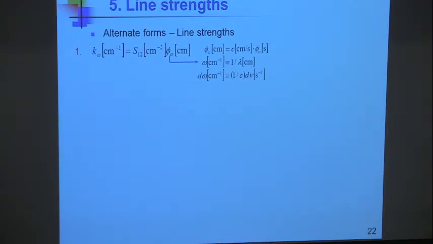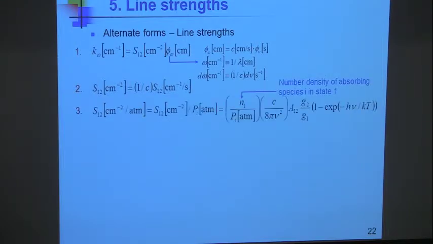Okay, there's a lot of equations here. I'm not going to spend a lot of time on them. Just to show you that you have to be able to go back and forth between all sorts of different systems of units. Typically, they're all centimeters, but sometimes it's atmospheres. Always the number density of species in state 1 is here, but you may want to do it per atmosphere because it's done that way, centimeters minus 2 per atmosphere.